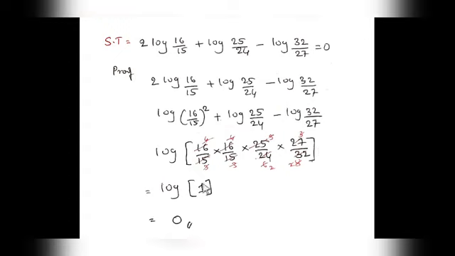If I simplify everything, I'll get 1. Everything will get cancelled, I'll be having only 1. Log 1 is 0 according to property number 1.